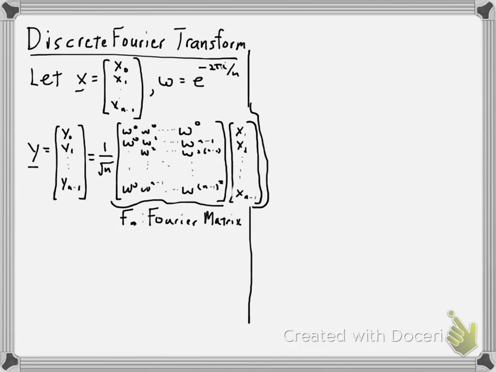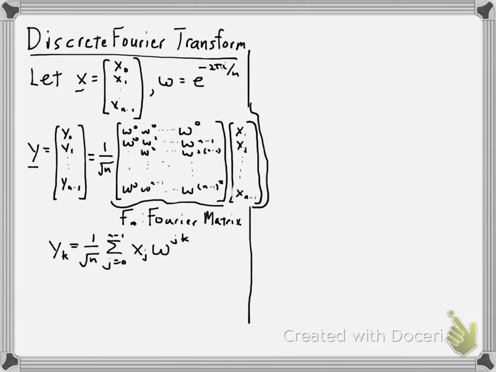There's also a nice shorthand notation for this discrete Fourier transform, which is that y sub k, the kth entry of our vector y, is equal to 1 over the square root of n times a summation from j equals 0 to n minus 1 of x sub j omega to the jk. So this is a nice shorthand notation. It's certainly better to view this as a matrix vector product, as you see above this shorthand notation.